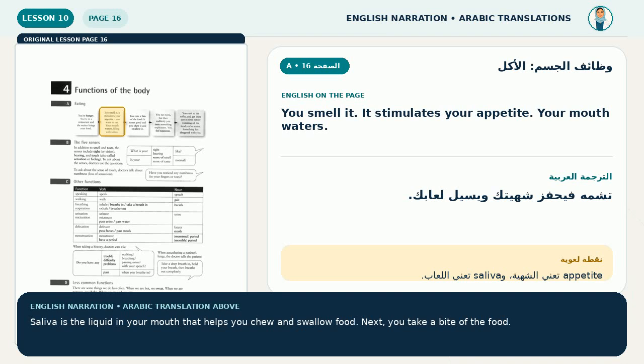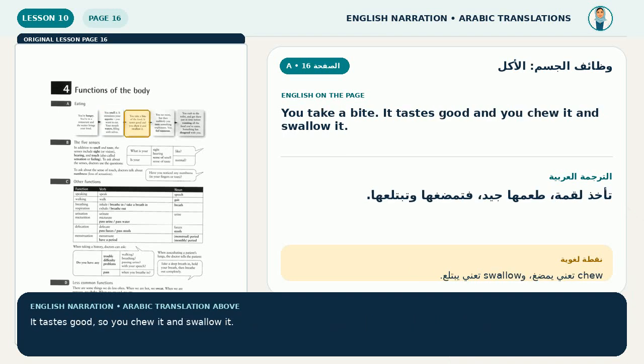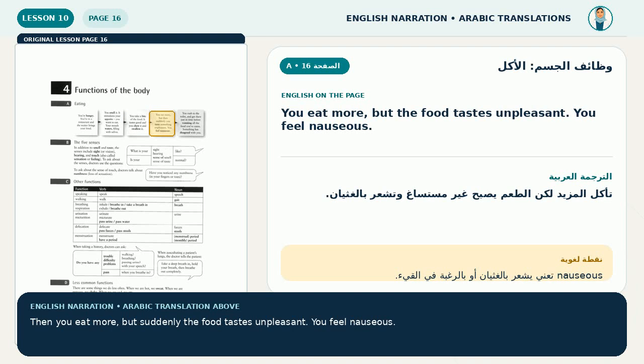Next, you take a bite of the food. It tastes good, so you chew it and swallow it. Chew means use your teeth to break food into smaller pieces. Swallow means move food from your mouth down your throat. Then you eat more, but suddenly the food tastes unpleasant. You feel nauseous. Nauseous means feeling that you may vomit.